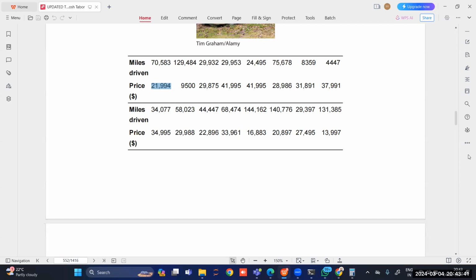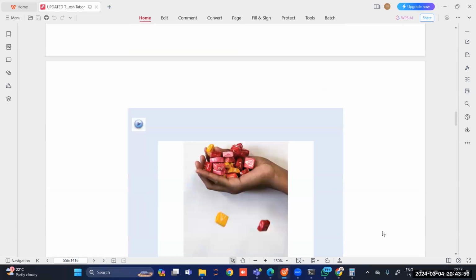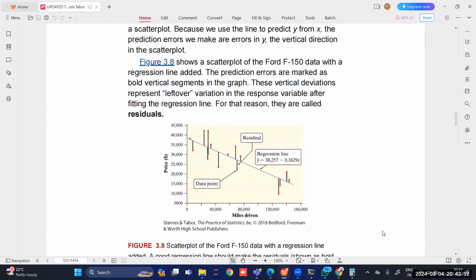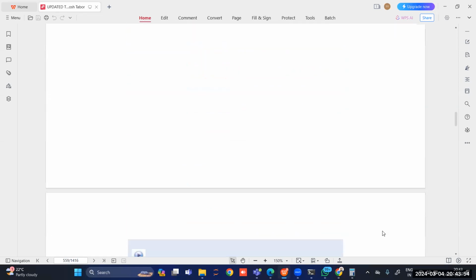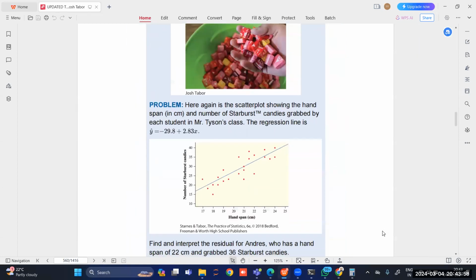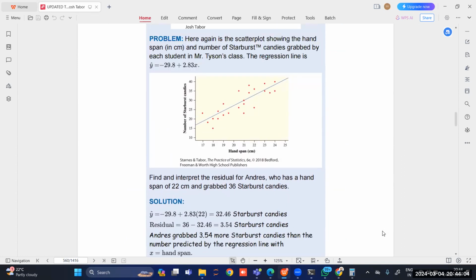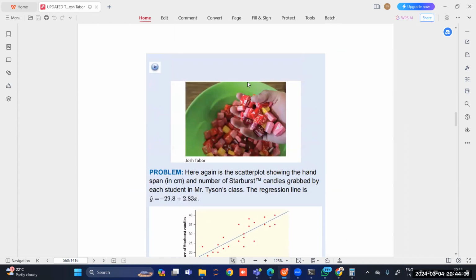So what now we'll do? We'll fit the line across, considering all the points. We'll see that method. Did you get the meaning of residual, prediction, extrapolation, everything? Okay, so this is again an example for candies. Here in the scatter plot showing the hand span and candies grabbed by each student, this regression line is like this.